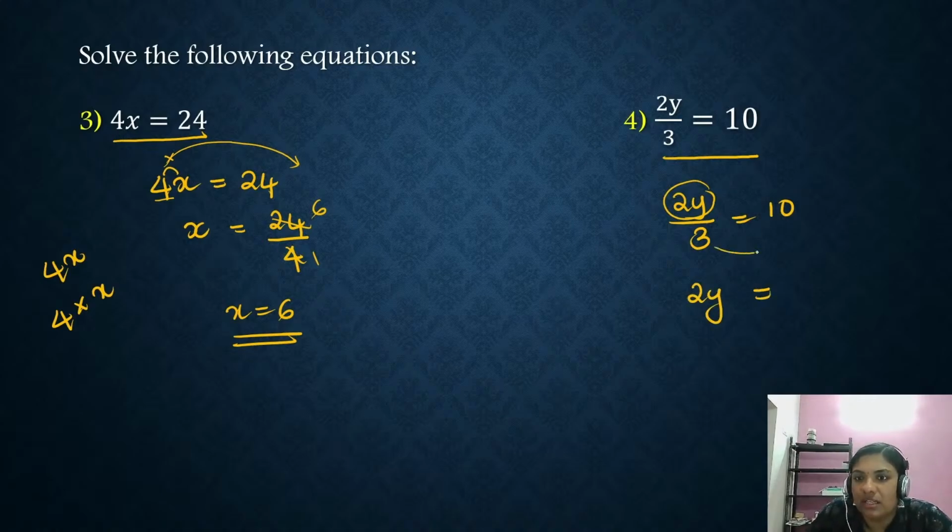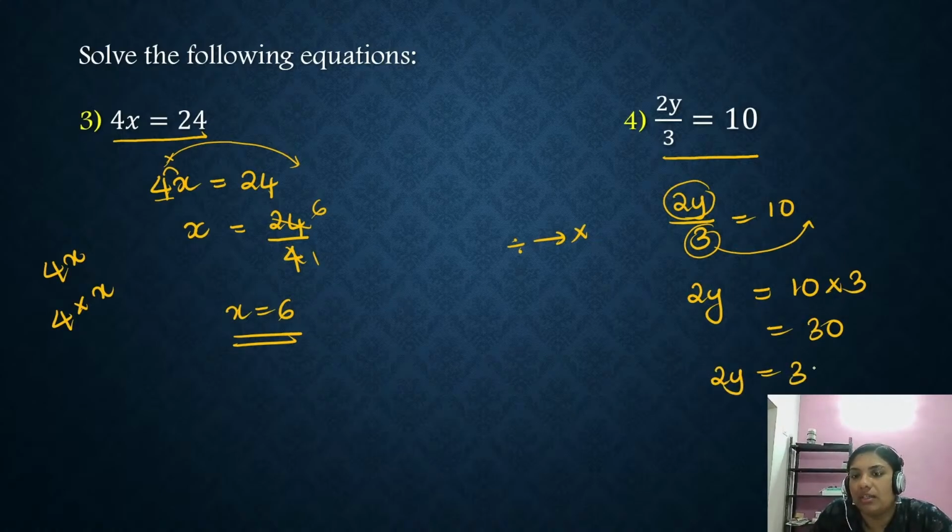Now we can move this 3 to RHS. 3 is in denominator, so it will go to numerator. That means division will become multiplication. So 10 is already present here and this 3 will become 10 into 3, which is equal to 30. 2y is equal to 30. Now what we can do? y can be kept here, 30, and this 2 will become divided by 2. 2 1s are 2, 2 15s are 30. So y is equal to 15 is the solution.